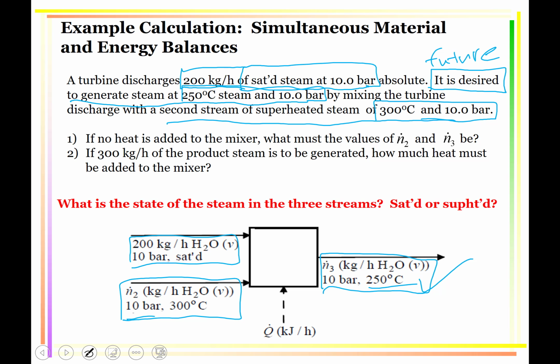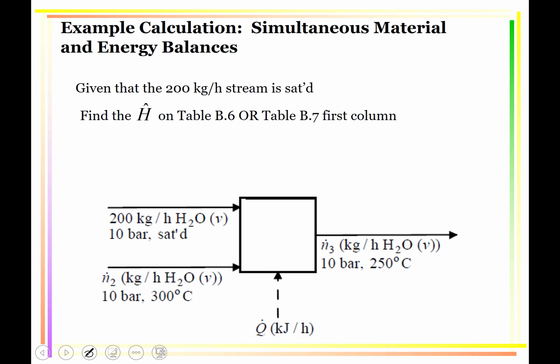And we're going to ask two questions here. The first question is, if no heat is added to the mixer, in which case Q here would be 0, what must the values of N2 and N3 be? The second question is, let's specify the output, and say we want N3 to be 300 kilograms per hour. How much heat must be added to the mixer? So this is an example of a simultaneous material and energy balance.